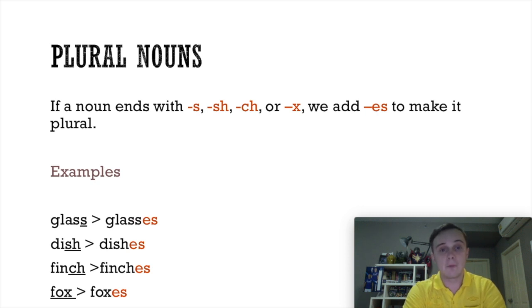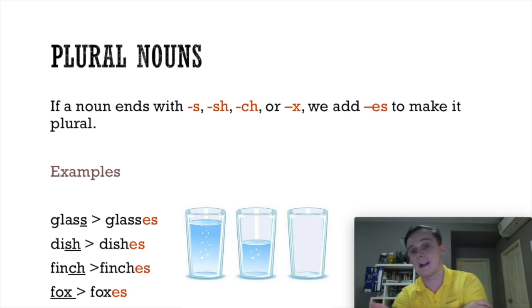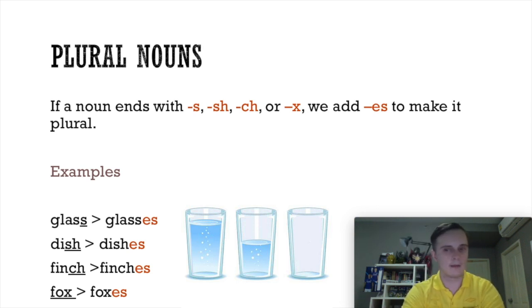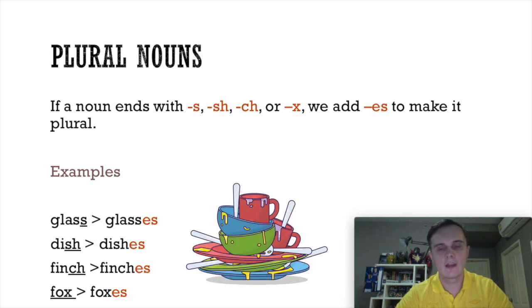Sometimes it's a little bit more difficult than just adding S. If a noun ends with S, sh, ch, or x, we need to add es to make it plural. So we'll look at these examples. The noun glass. You can see that the last letter in the noun glass is S. So we don't add another S to make that plural, because then it would just say glass. We add es, glasses. So if you have 2 glasses of water, you say glasses, not glass. Dish ends with sh. So again, we add es, dishes.